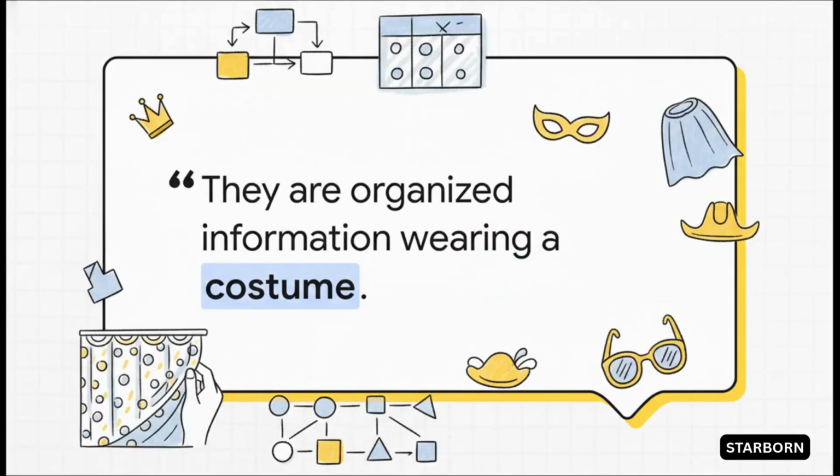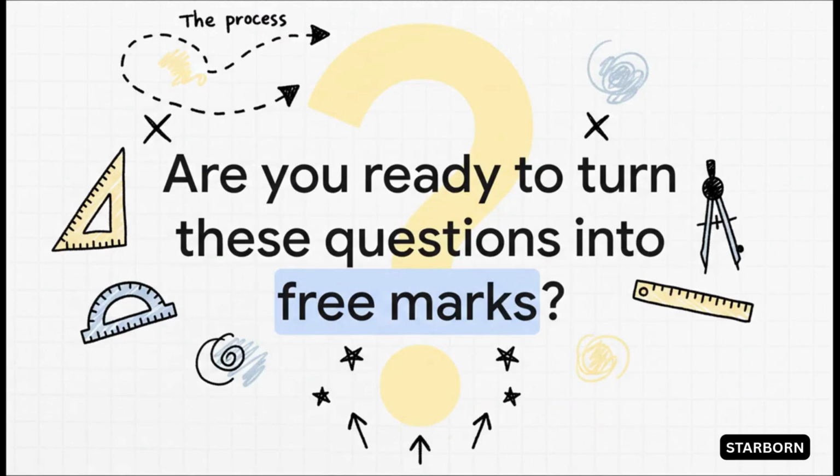So, the big takeaway is this. Diagram and table questions are not scary. I love how one source put it. They are organized information wearing a costume. Your job is just to ignore the silly costume, see the simple structure underneath, and pull the answers right out. By trusting this process, following the rules, and just ignoring all the visual noise, you can totally transform your approach. So the only real question left is, are you ready to stop being afraid of these things and start seeing them for what they really are? Free marks?